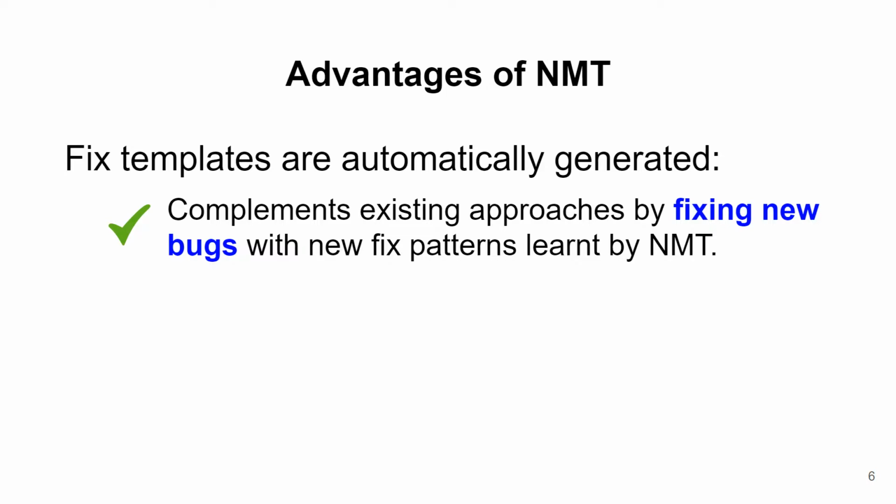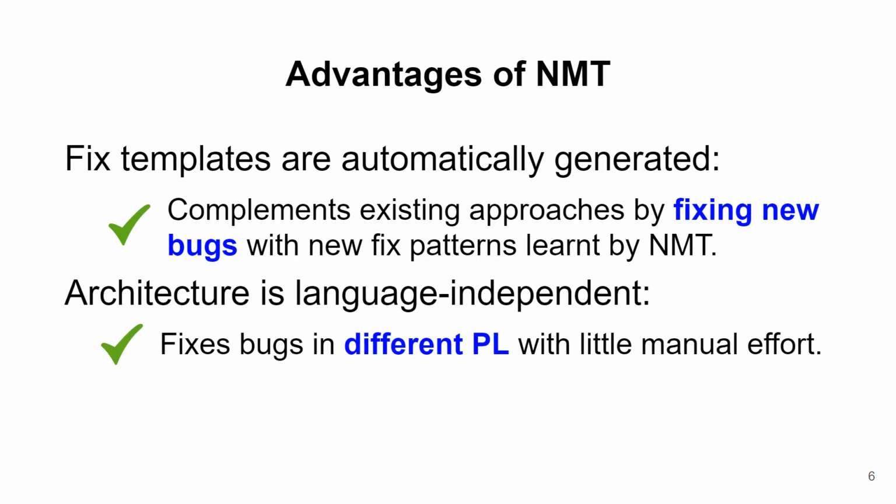Compared to traditional approaches, neural machine translation has the following two advantages. First, the fix patterns are automatically discovered from a large training set. Therefore, the model can fix bugs existing approaches cannot, despite years of research on manually defined patterns. Second, the neural machine translation architecture is not language dependent, so it can be adapted to different programming languages without much effort.